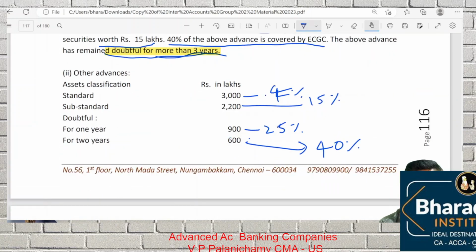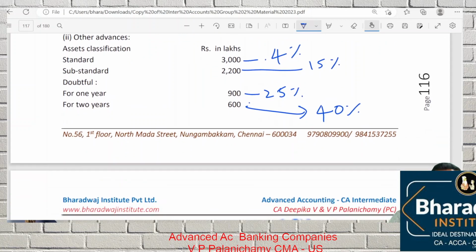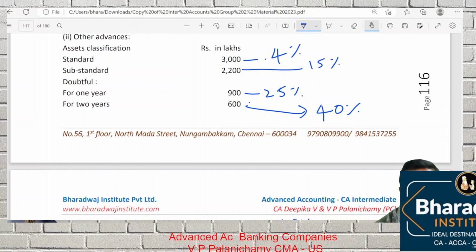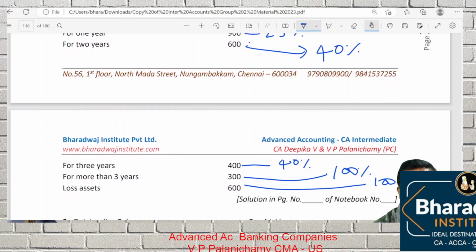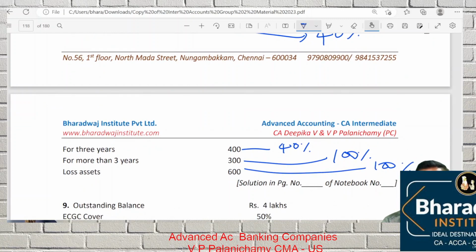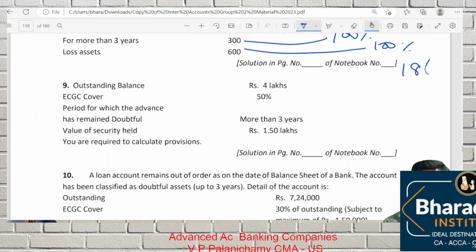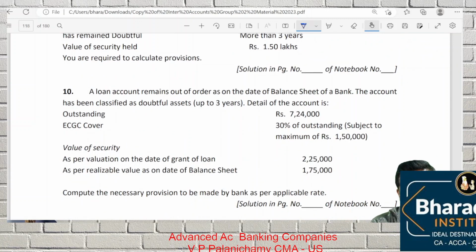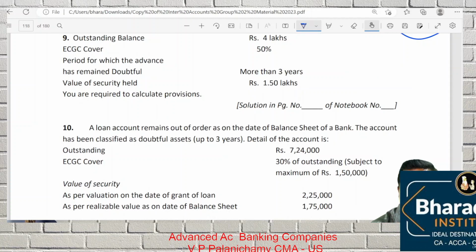Just multiply and add it. 0.4%, 15%, 25%. The next one, 2 years doubtful, 40%. 3 years doubtful also 40%. More than 3 years, how much? 100%. Loss assets 100%. So multiply and add up, you will get 1867. One eight six seven.